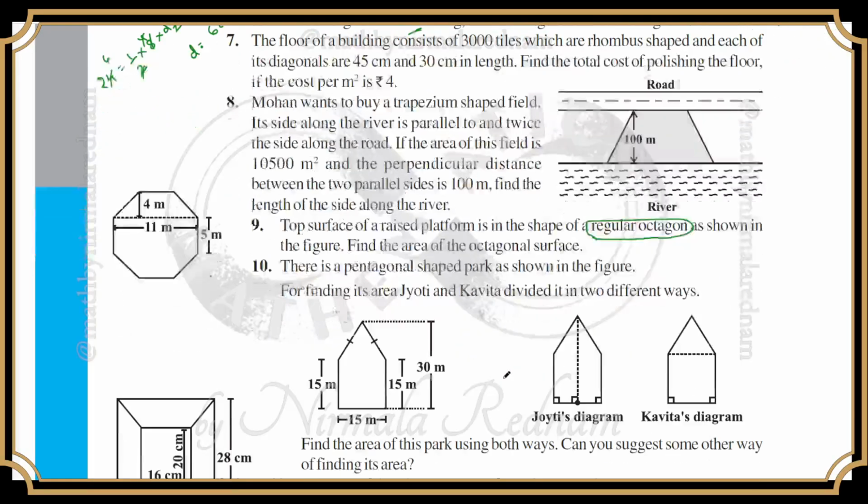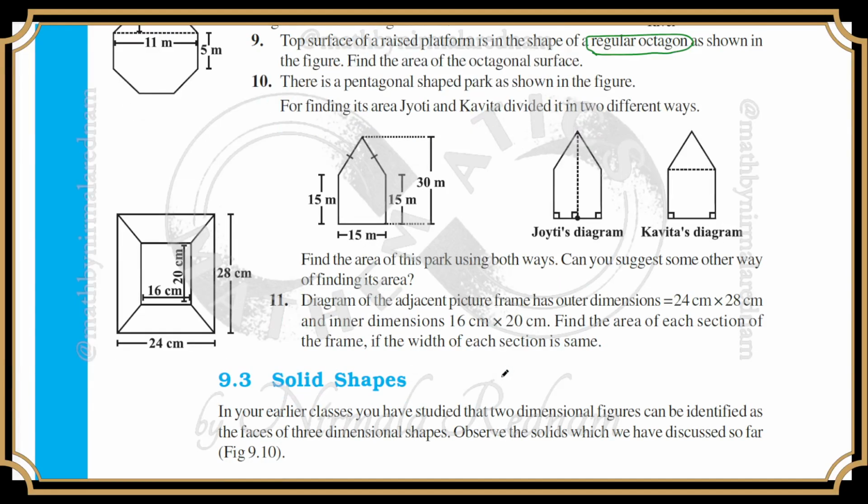In the 10th question, they're saying you have a pentagonal shaped park and Jyoti and Kavita are finding the area by dividing it in two different ways. Now, can you suggest some other way of finding its area? You need to try to come up with more ways of finding the area by using other methods. And it's very important that you try and arrive at those other methods.